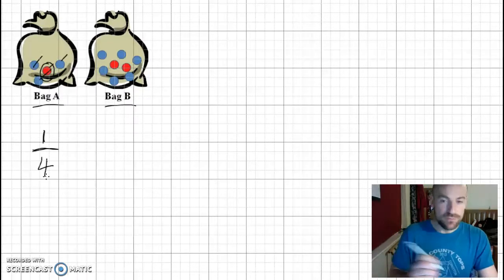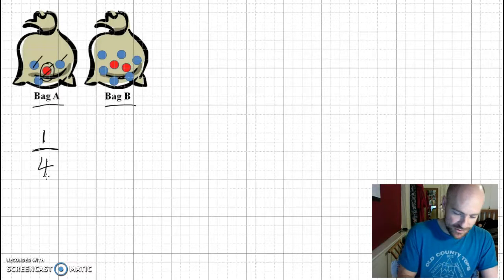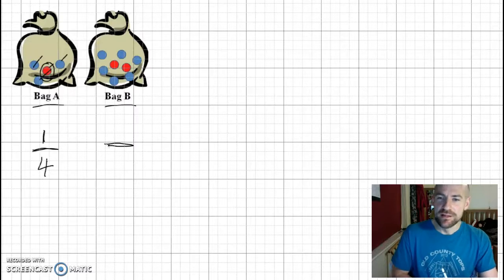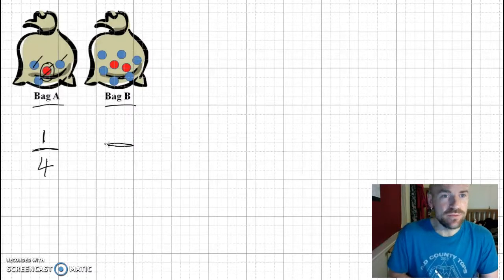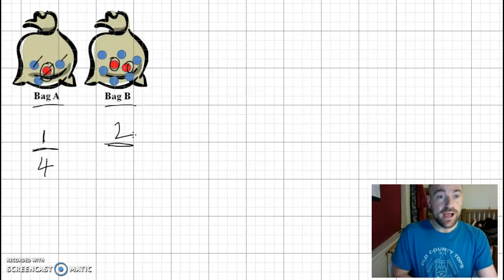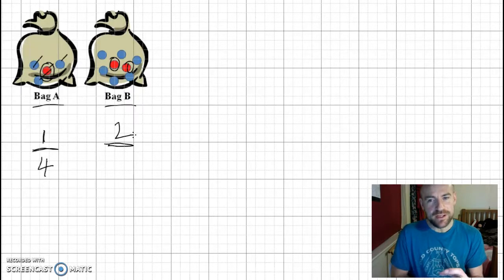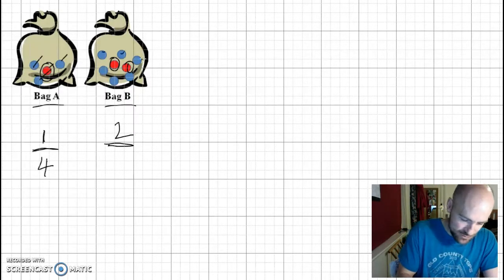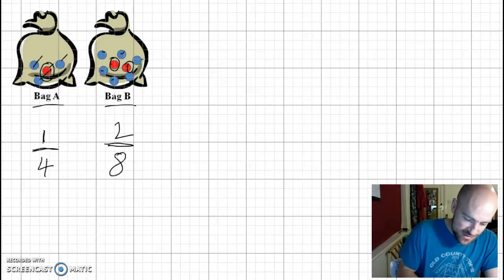Okay, so do exactly the same in bag B. So we draw in the line of our fraction. We think, okay, top of the fraction, how many choices are there that we want, which are red counters? Well, we've got 2 red counters, 1, 2. So this is 2. Okay, and then out of a total of how many outcomes have we got? Well, let's have a look, 1, 2, 3, 4, 5, 6, 7, 8. So this is 2 out of 8.